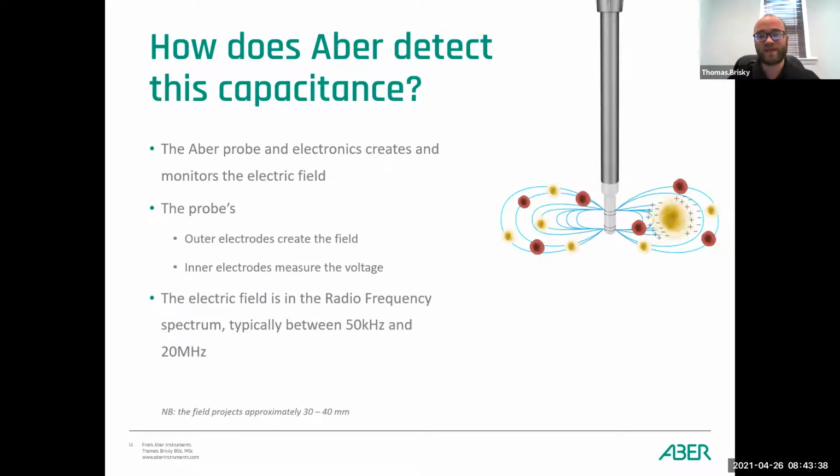So how is this actually measured? The Aber probe simultaneously creates and monitors the electric field. Each probe has 4 electrodes made of platinum. The outer 2 electrodes create the electric field while the inner electrodes perform the measurements. More importantly, the electric field that's generated is an alternating electric field in the radio frequency spectrum, typically around 50 kilohertz to 20 megahertz.